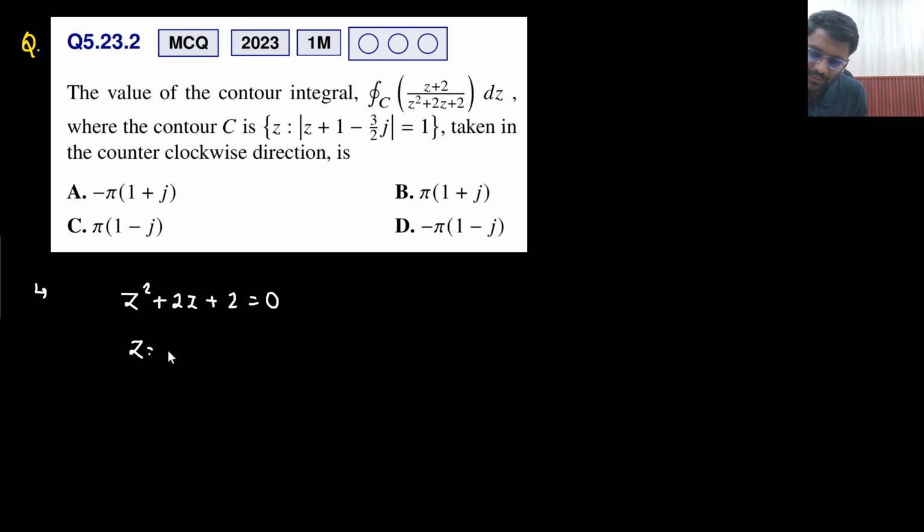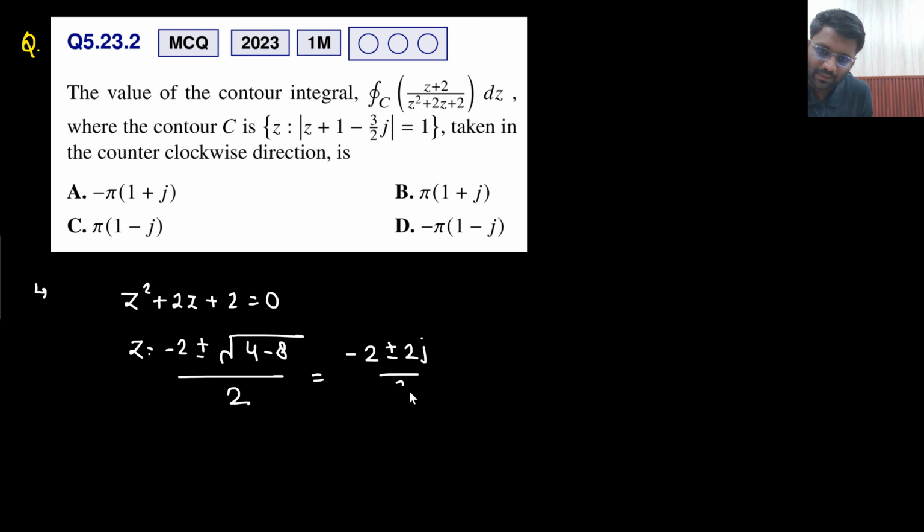That means I will get 2 points. Minus b plus minus under root b square minus 4ac upon 2a. So what is the answer? Minus 2 plus minus 2j divided by 2. So the answer is minus 1 plus j and minus 1 minus j. Understandable? So these two are the points.